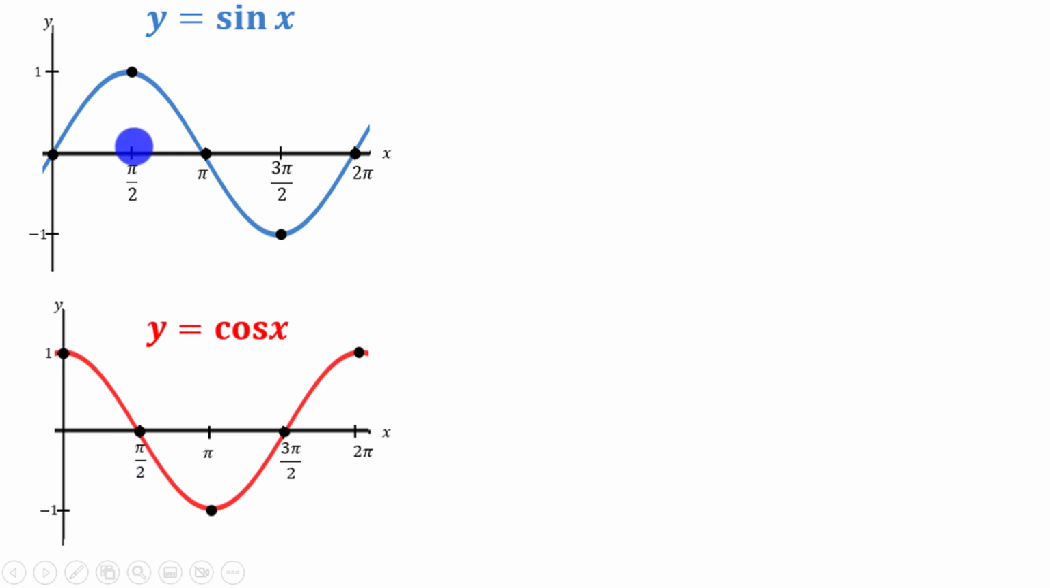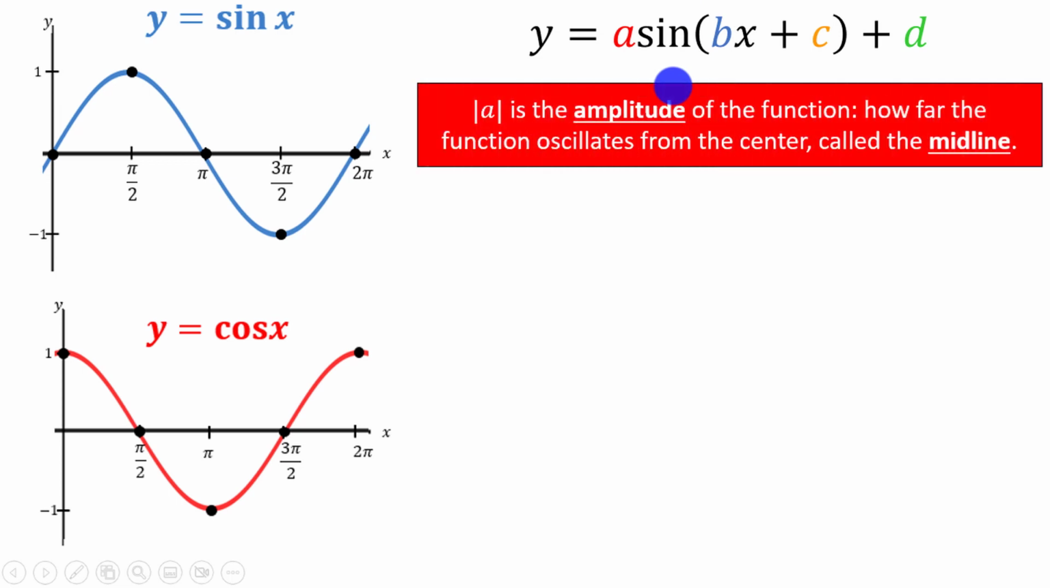So we have important key points on the graph at every pi over 2 radians, either at pi over 2, pi, 3 pi over 2, or 2 pi. Here is the general form of a transformed sine function. Of course, you could replace sine with cosine. We could have a value for a, which is a change in amplitude of the function. That would change how far the function oscillates from the center, which is called the midline.